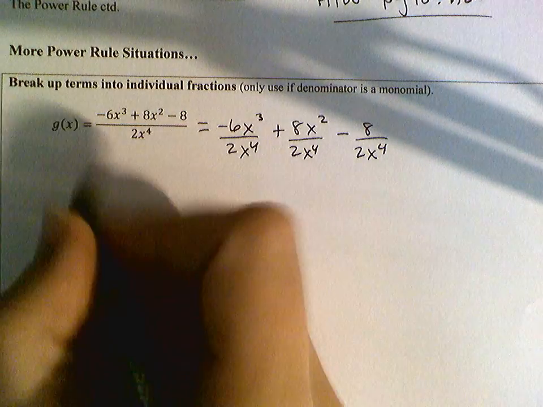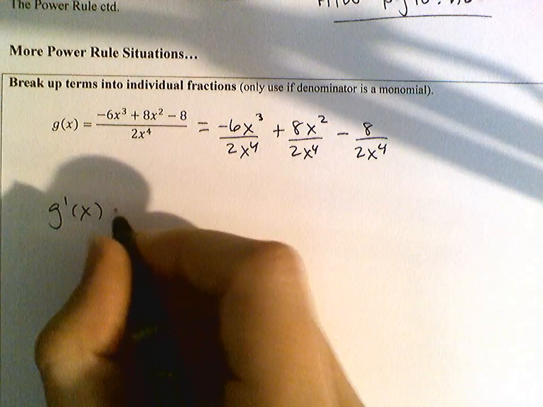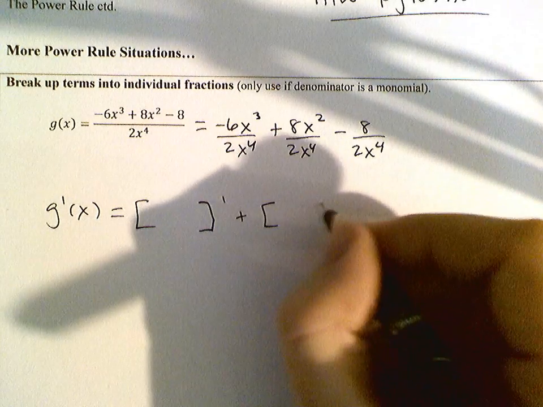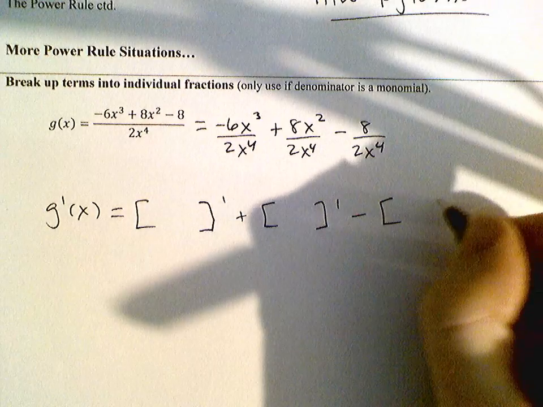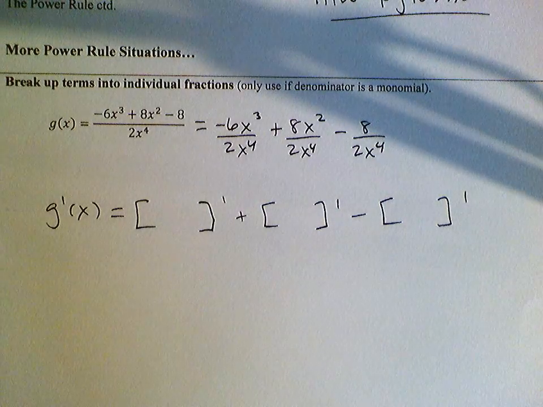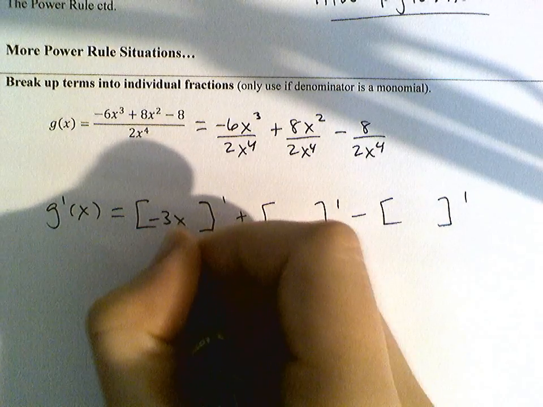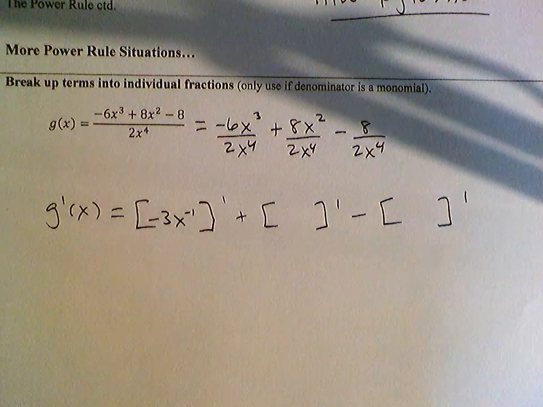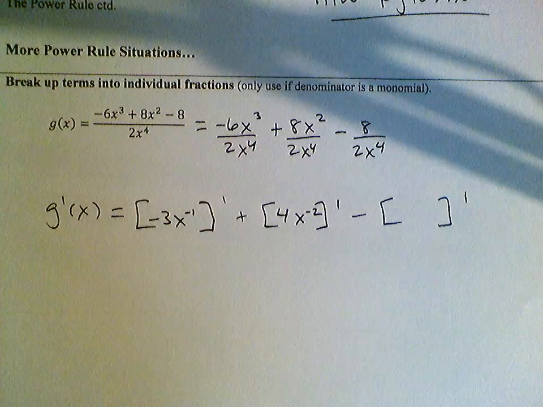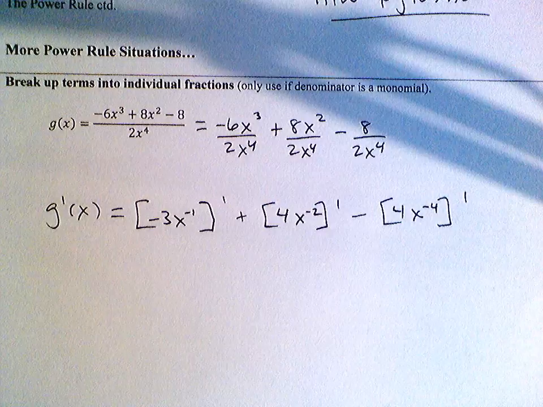So I have 3 separate terms here that I'm about to use the power rule on. So I'm going to set it up like this. G prime of x equals bracket prime plus bracket prime minus bracket prime. And what goes in those brackets is what I'm going to take the derivative of. And I'm going to simplify it. So this first term simplifies as negative 3x to the negative 1. The second term simplifies to 4x to the negative 2. And the third term simplifies as 4x to the negative 4th.